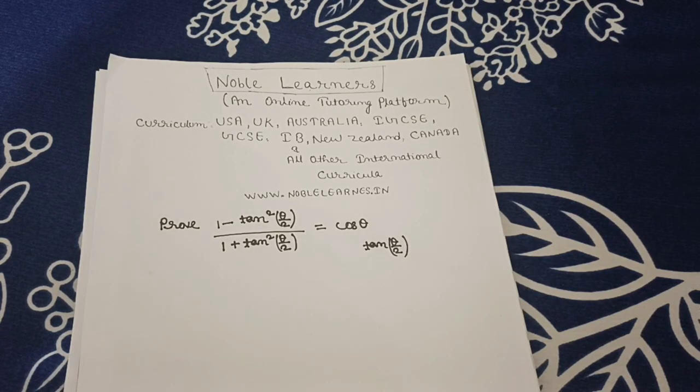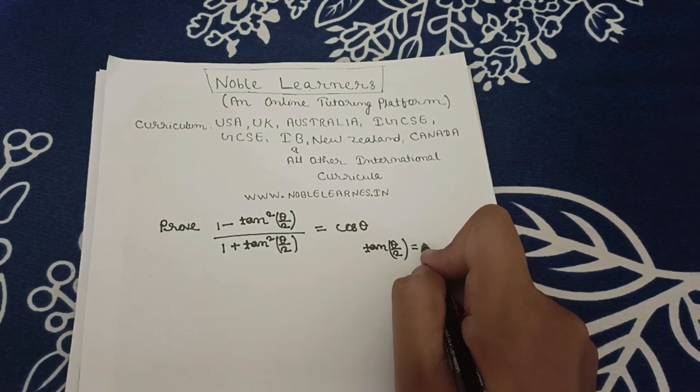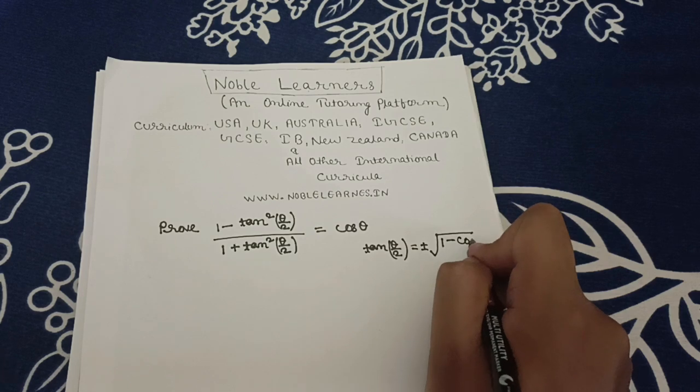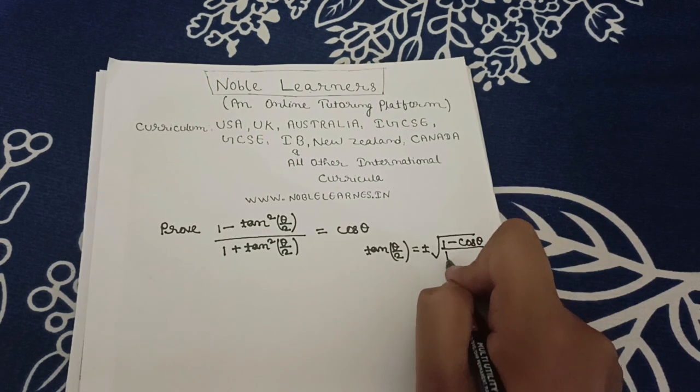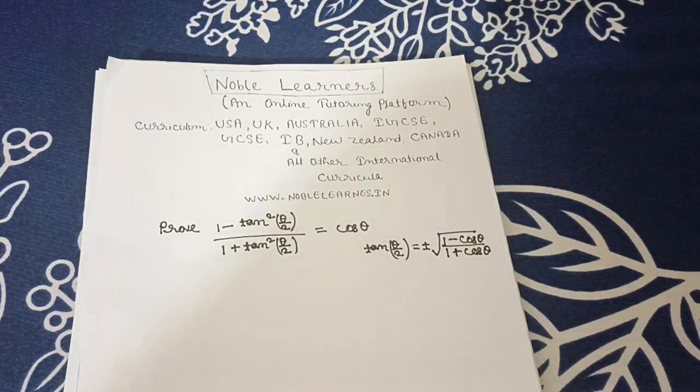In this video, we are going to prove this identity: (1 minus tangent square theta upon 2) over (1 plus tangent square theta upon 2) is going to make cosine theta. Let us start. Over here, we have to use a formula that is tangent theta divided by 2, you already know this, is going to make plus or minus root of (1 minus cosine theta) upon (1 plus cosine theta). This is one of the important formulas we need to understand.